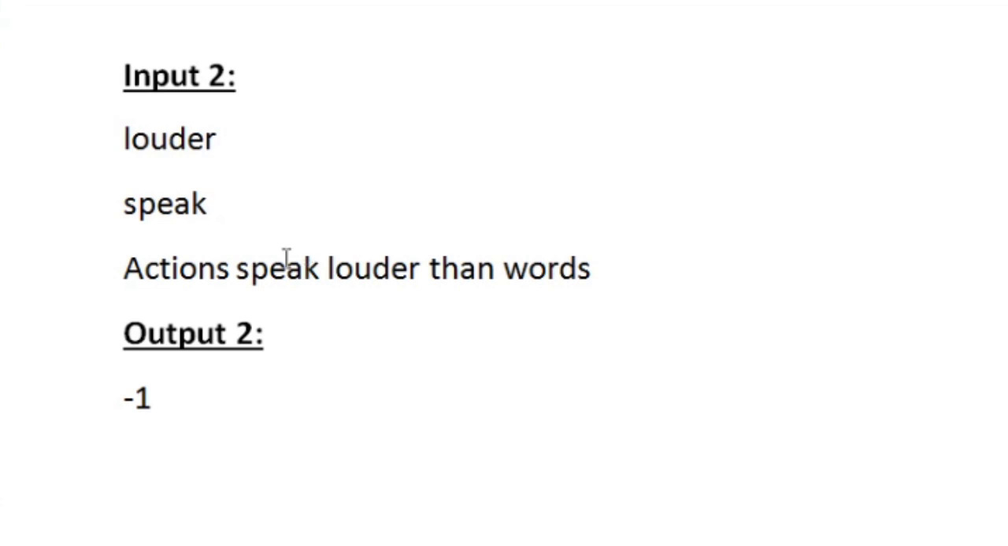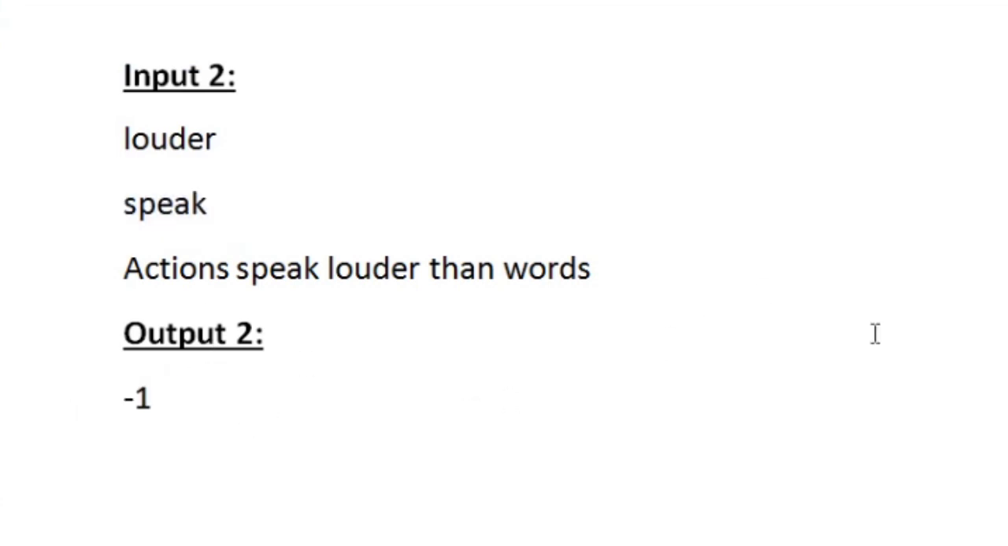Now let us see our sample input 2. Here the first word is louder and the second word is speak, and the string contains multiple words. First we should find the occurrence of W1 together with W2, so we should find the occurrence of louder speak. Here in the string we could not find the occurrence of louder speak. We only have speak louder, but what we need is louder speak. So this is not considered. Since there are no occurrences of louder speak, we print -1 as our output.